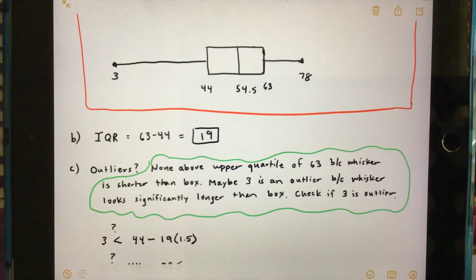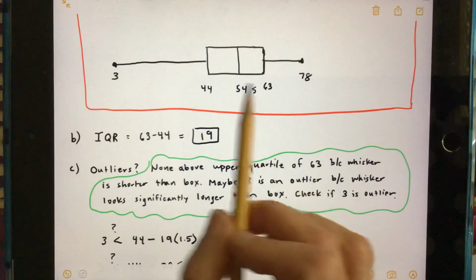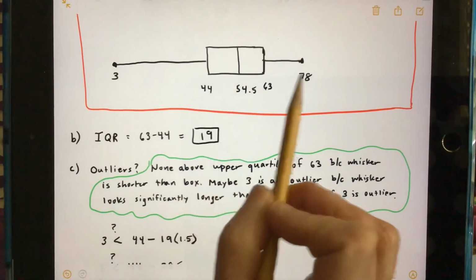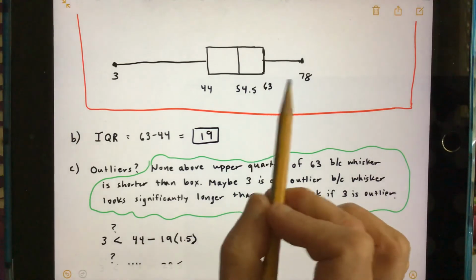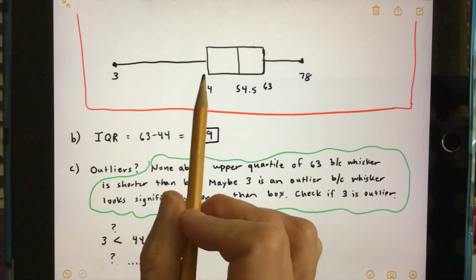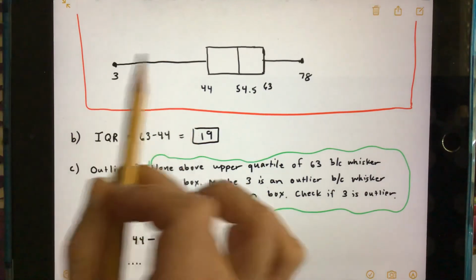Well, we have to look to see, are there any possible outliers? To do that, we look at the whiskers and how long they are. If you have a whisker that appears to be significantly longer than the length of the box, you're going to suspect there might be an outlier. In this case, this whisker here, compared to the length of this box, doesn't look like it's significantly different. It looks about the same. So we would not suspect there's an outlier up here. But down here, this whisker is way longer than the box, so there might be an outlier someplace down here.